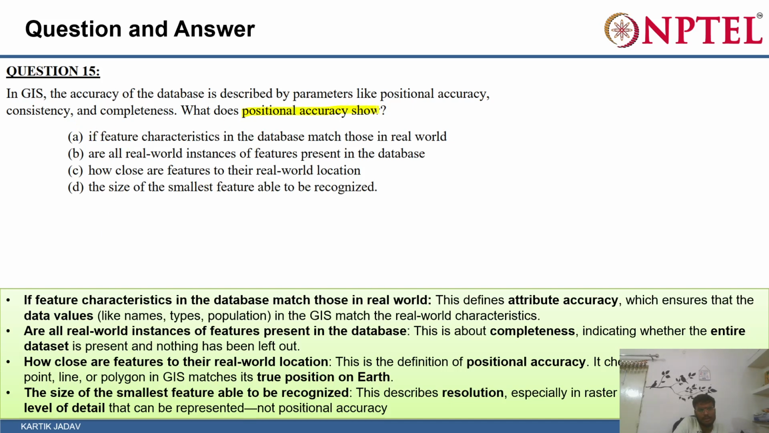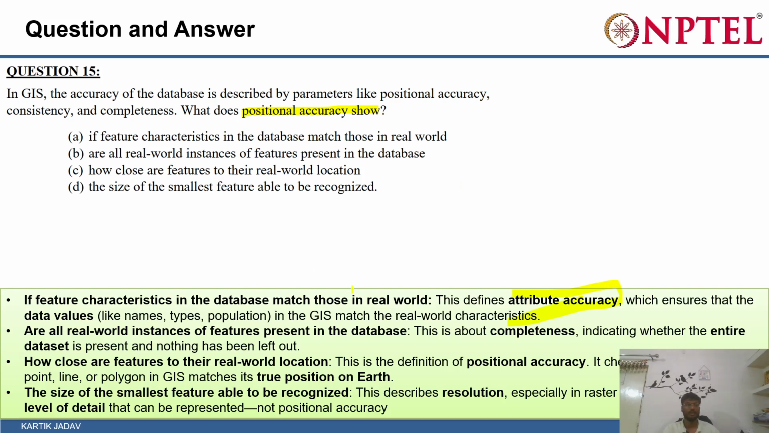So positional accuracy: if features' characteristics in the database match those in the real world, are all real world instances of features present in the database, how close are the features to their real world location, and the size of the smallest feature able to be recognized. So the first one, the feature characteristics in the database match those in the real world, that is attribute accuracy.